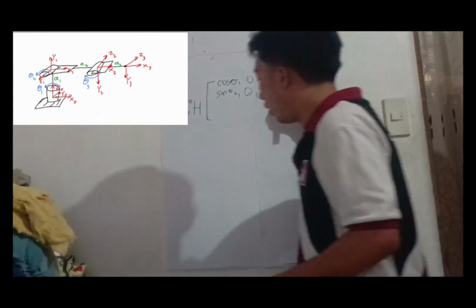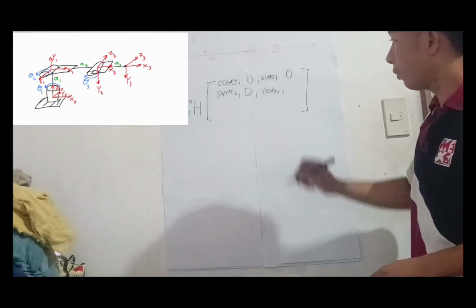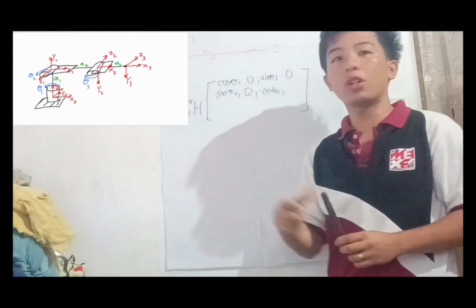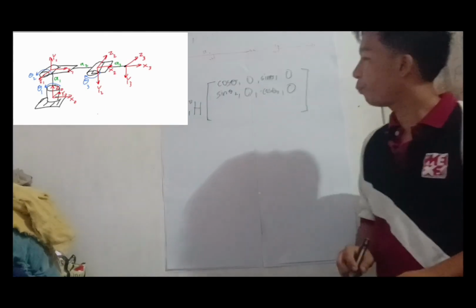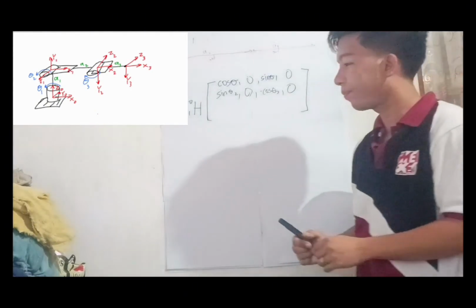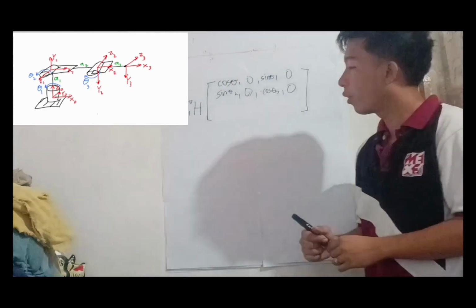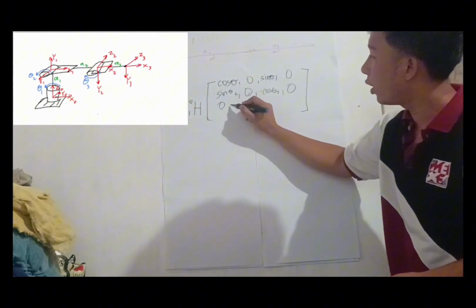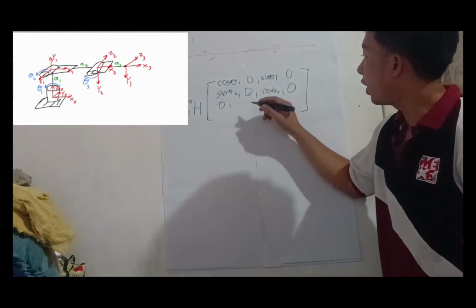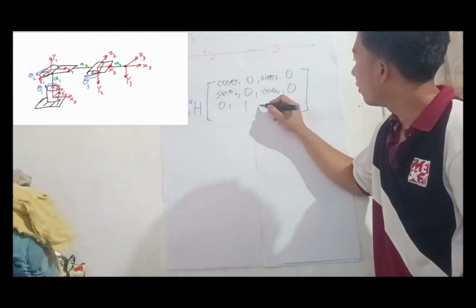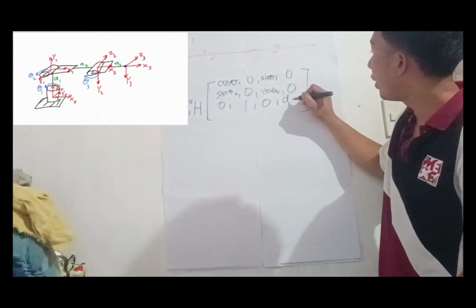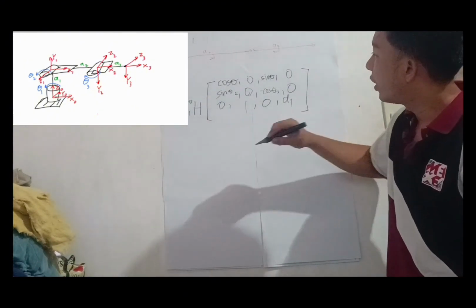Cosine theta 2. So, the next is 0 because there's no rotation. So, the third row, there will be 0 because there's no rotation between the manipulator. So, this is the 1 and 0 and A1, the first link length.